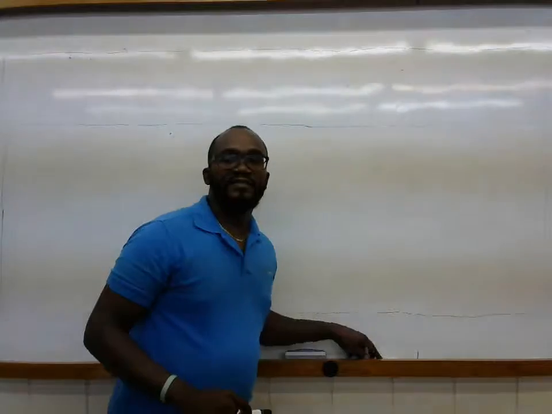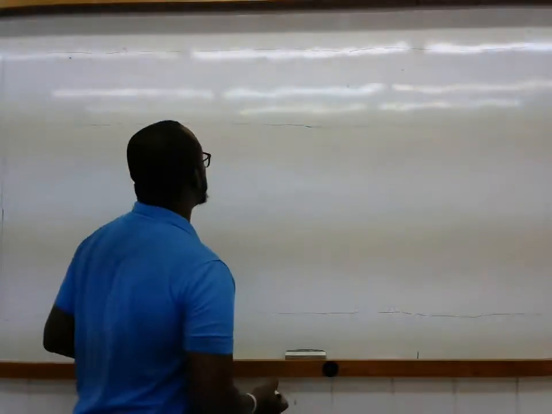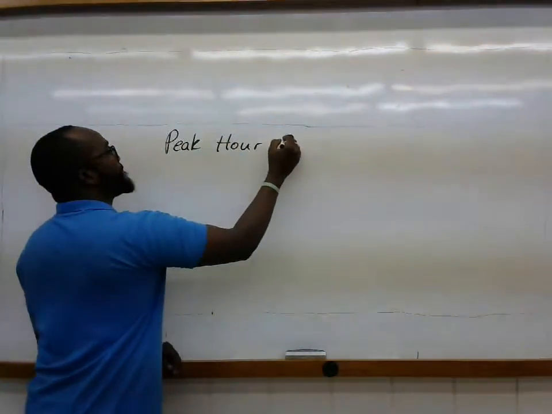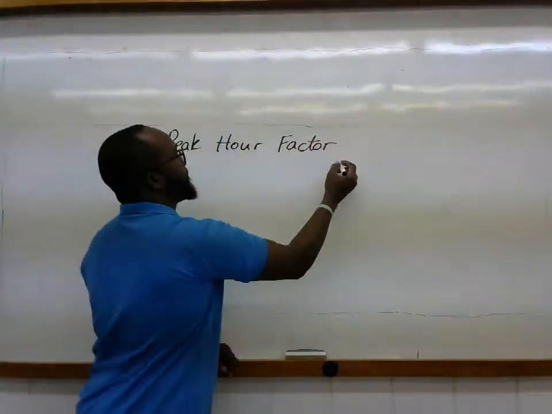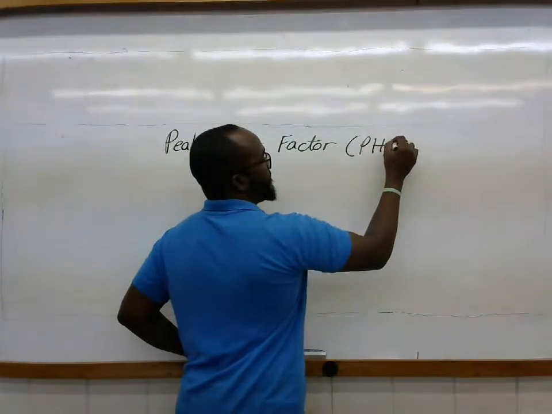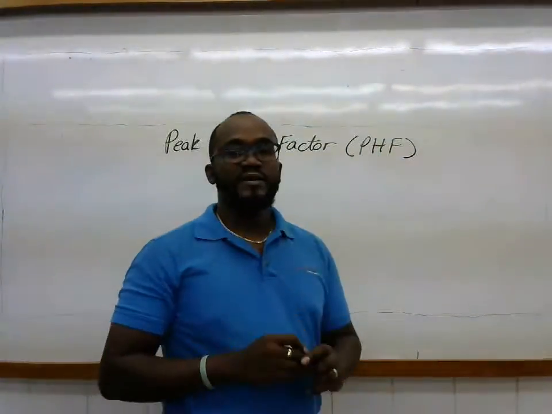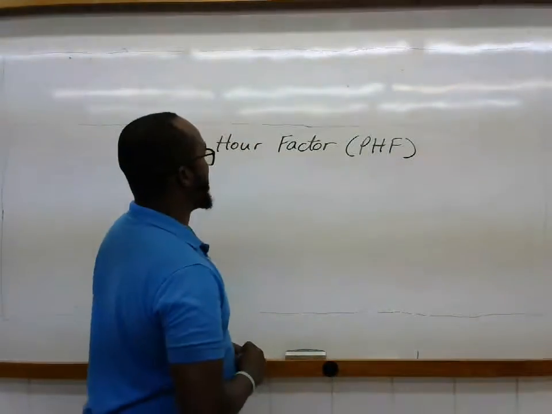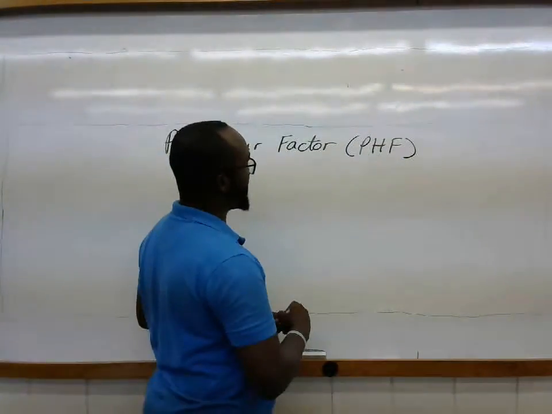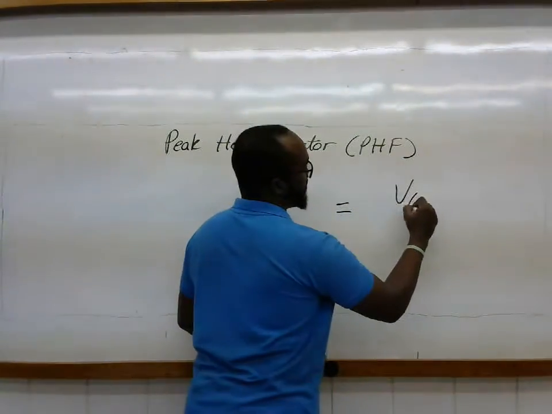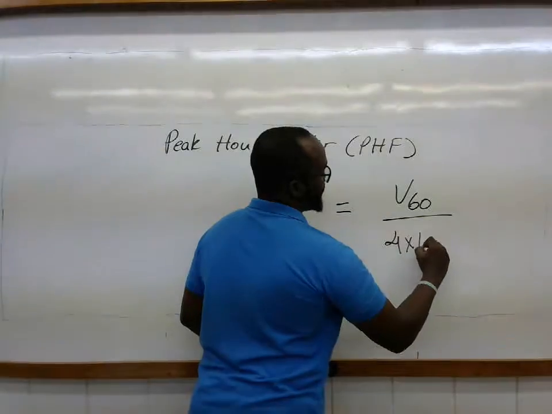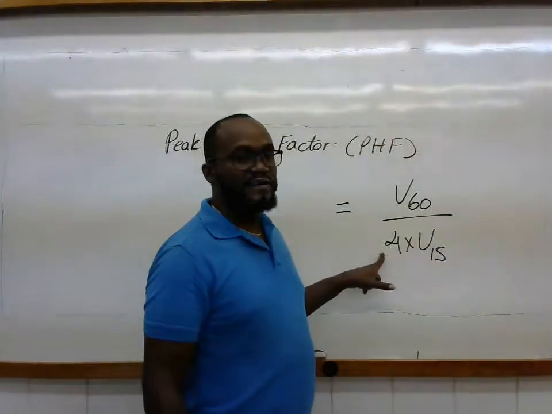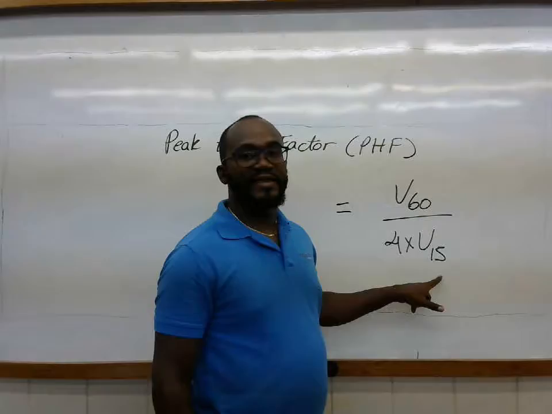So next, we move on to the term or the concept of the peak hour factor. The peak hour factor is a measure of the variability of flow within the peak traffic hour and is denoted by PHF, represented by the peak hour volume divided by 4 times the maximum 15-minute volume within the peak period.